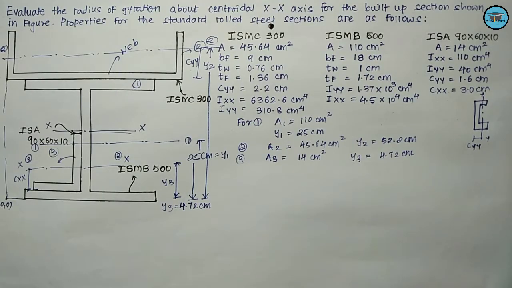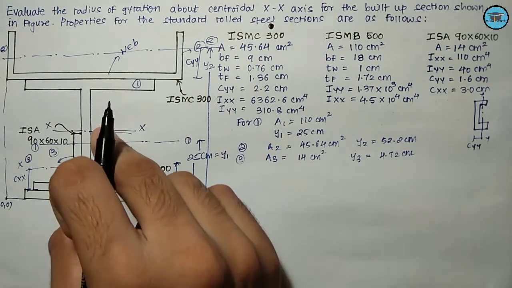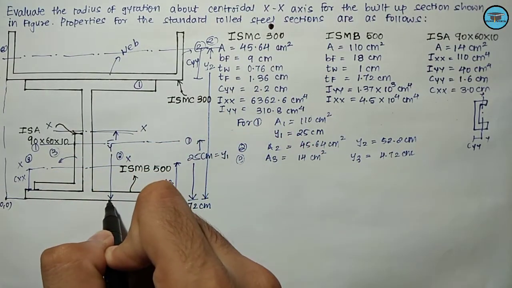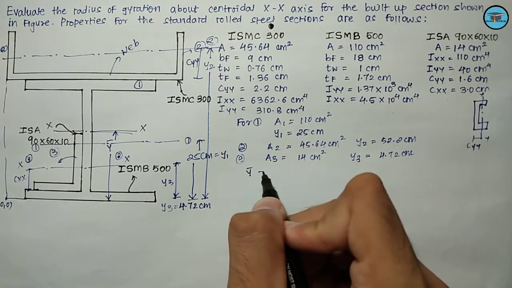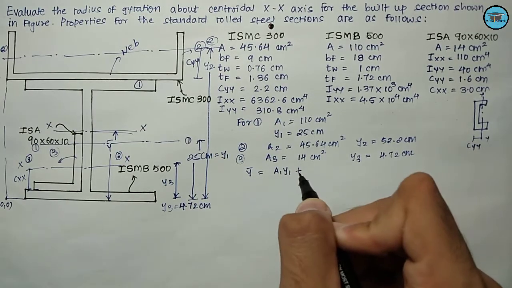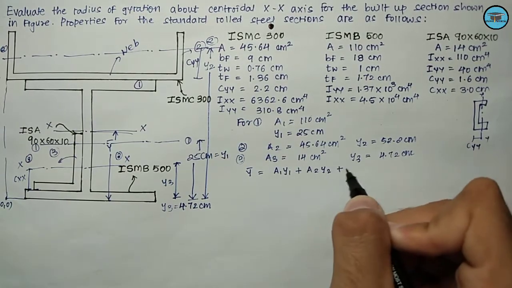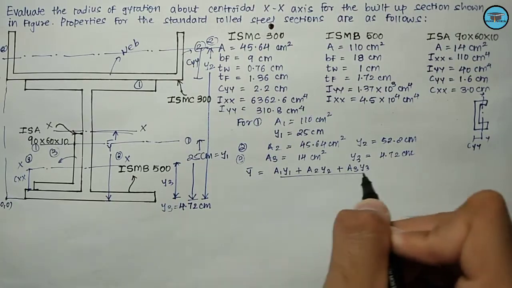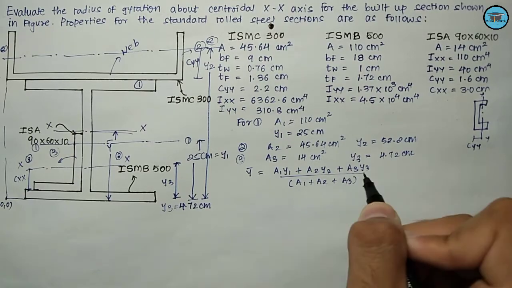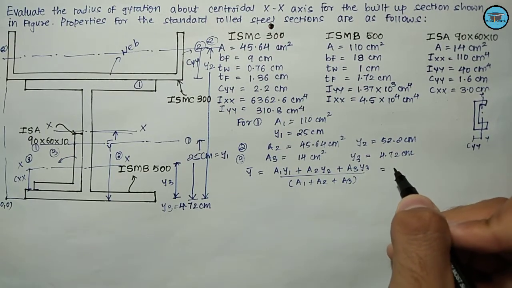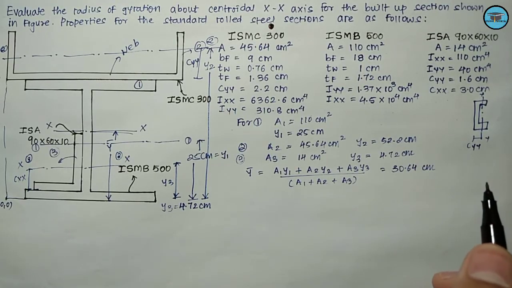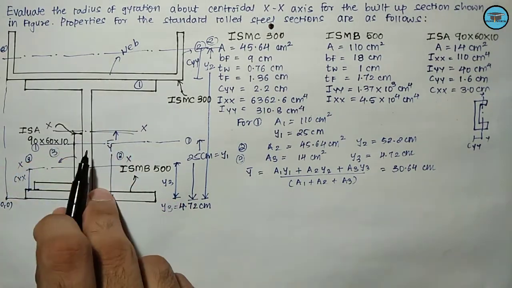Okay. Now we need to locate the centroidal x-axis, which is lying at a distance of y bar from the origin. So this much distance is y bar. So let us determine the y bar. So y bar can be given as a1 y1 plus a2 y2 plus a3 y3 divided by a1 plus a2 plus a3. We know all the values, so placing the values, you will be getting the value of y bar as somewhat 30.64 centimeter.